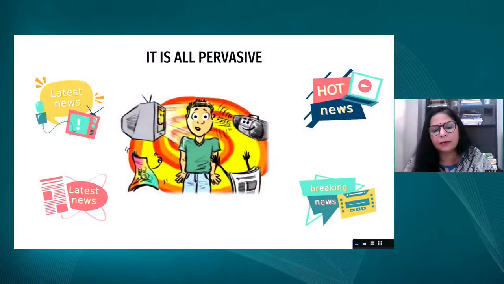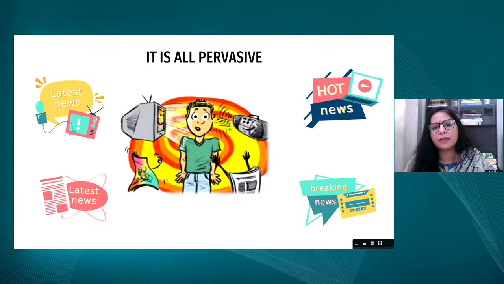So when we talk about the need for media literacy, the first and foremost thing is that media is all pervasive. It's everywhere. From the moment we get up early in the morning till the time we go to sleep, we are bombarded with thousands of media messages. They are coming from television in the form of serials, news, and different advertisements. We're listening to a number of podcasts. So there are a lot of messages coming to us through different formats and different mediums. Since it's all pervasive, that's why we need to be media literate.